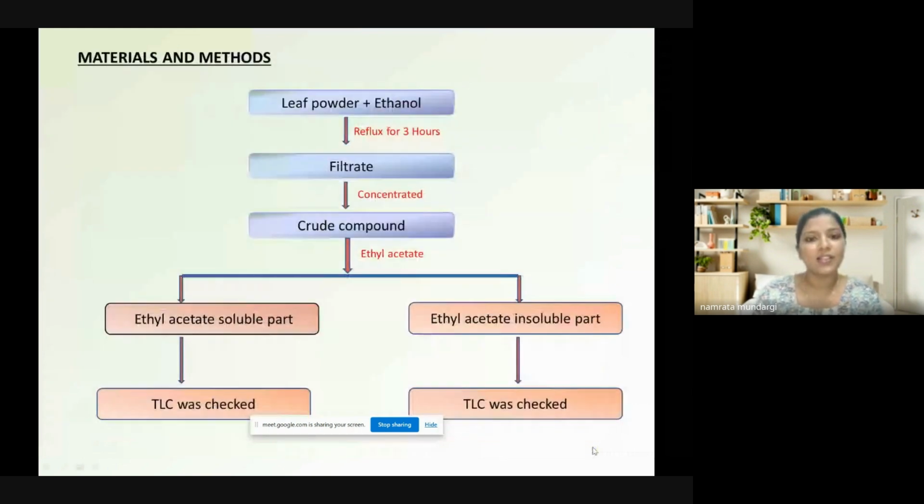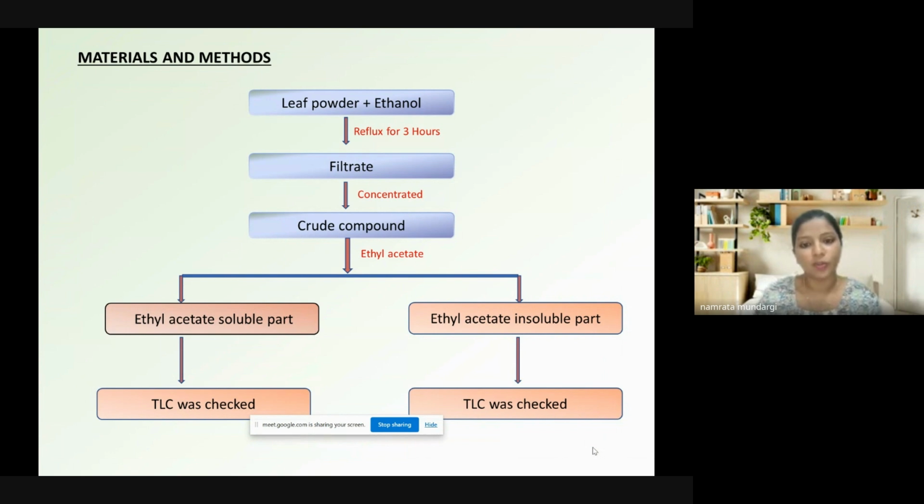Materials and methods. The fresh guava leaves were collected from the botanical garden of Karnataka University, Dharwad. They were washed under running water, followed by double distilled water. The dried leaves were powdered and extracted with ethanol solution. After refluxing for 3 hours, the hot solution is filtered. The filtrate is concentrated to get the crude compound.